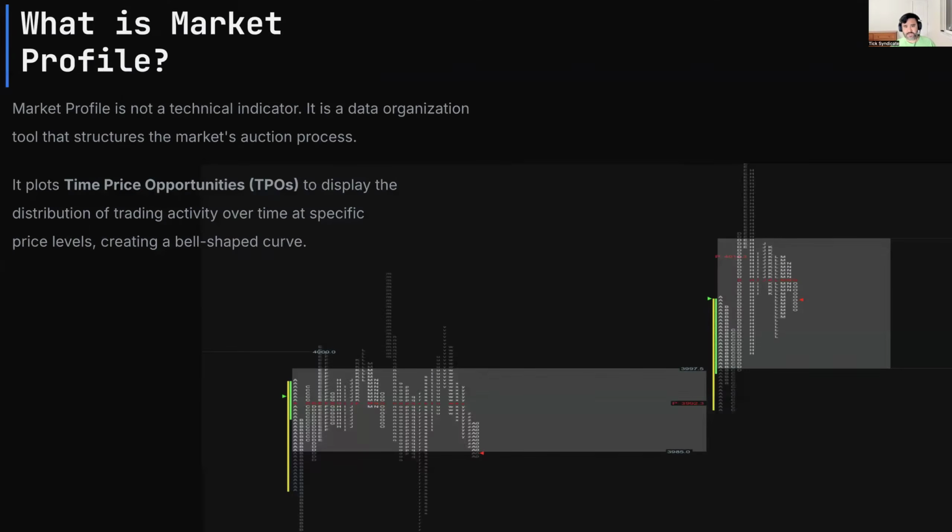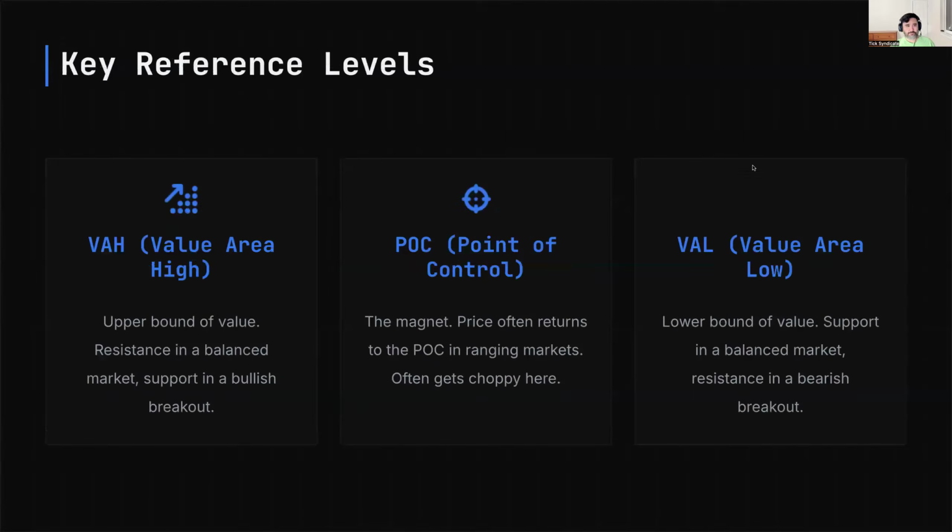Let's say we spent a lot of time up here and we put a P-shaped distribution up here, that would signal acceptance in that case.